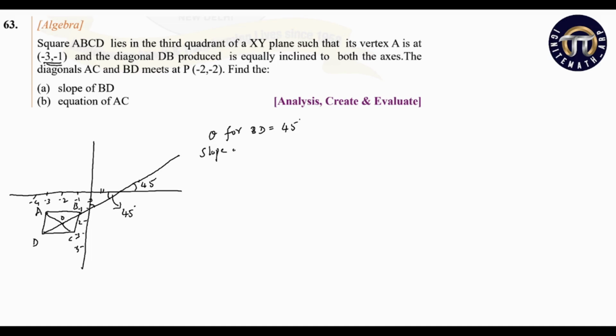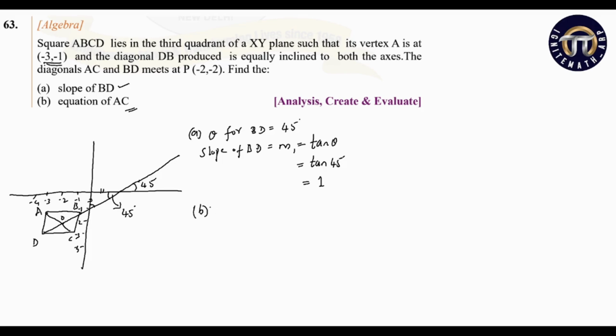Therefore slope of BD is m1 is equal to tan theta. So tan of 45-degree, that is equal to 1. Later, what are you asked to find out? You have found out the slope of BD, that is our first sub question. Later you are asked to find out the equation of AC.